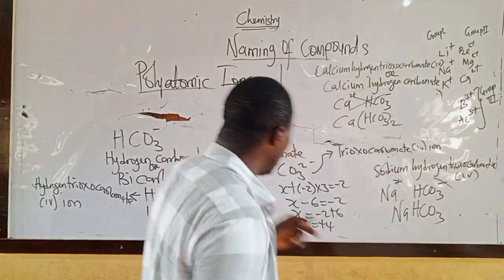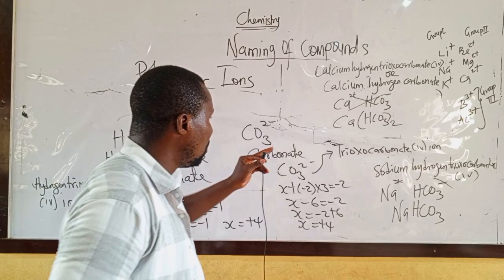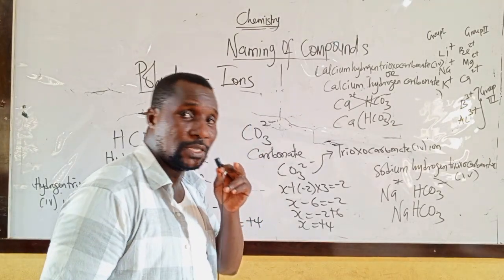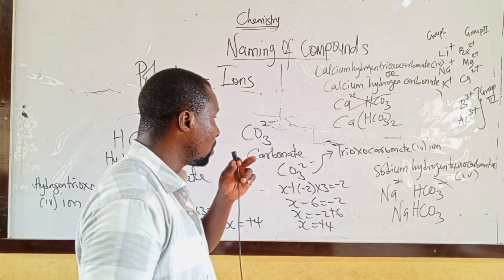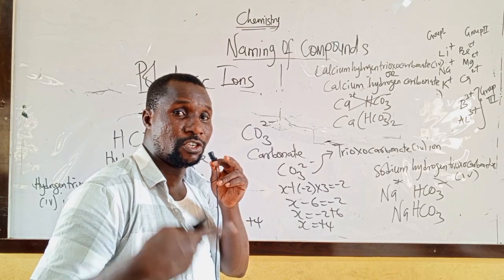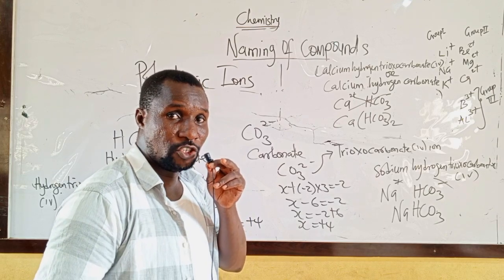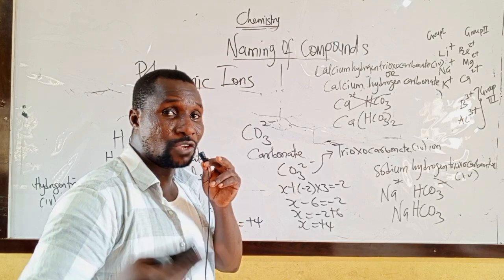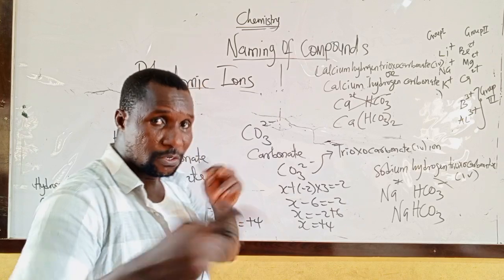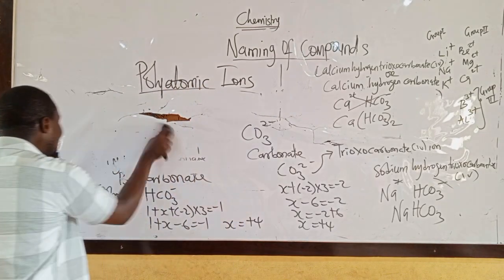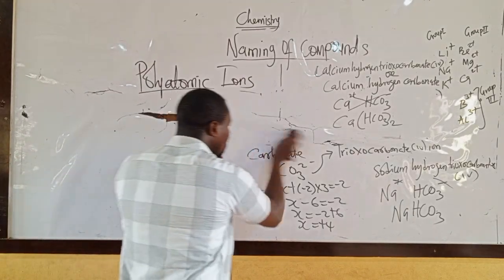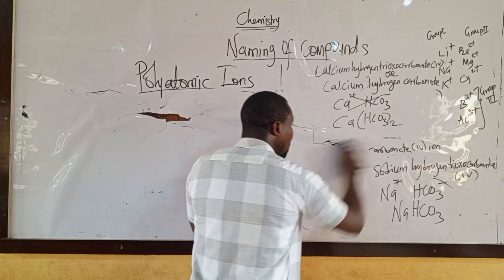Let us go. You can write on your own calcium trioxocarbonate(IV) or calcium carbonate. You can write potassium carbonate on your own. You can write magnesium carbonate on your own. Magnesium carbonate means magnesium trioxocarbonate(IV). You can write sodium carbonate, which means sodium trioxocarbonate(IV). Try this one on your own. Let us go to this last one because we have so many, but you have to keep practicing.